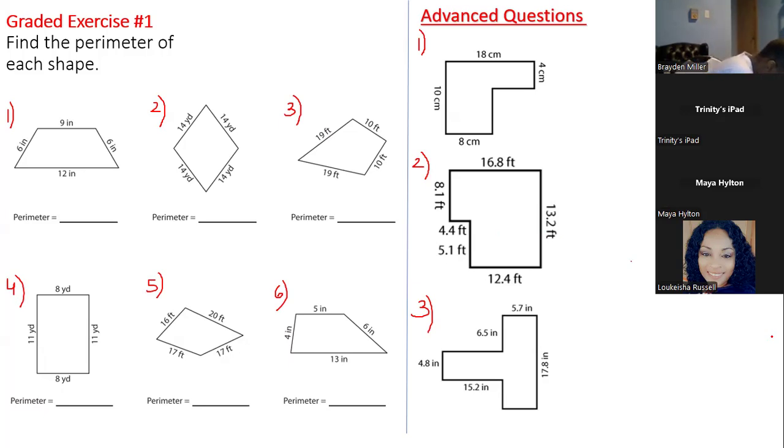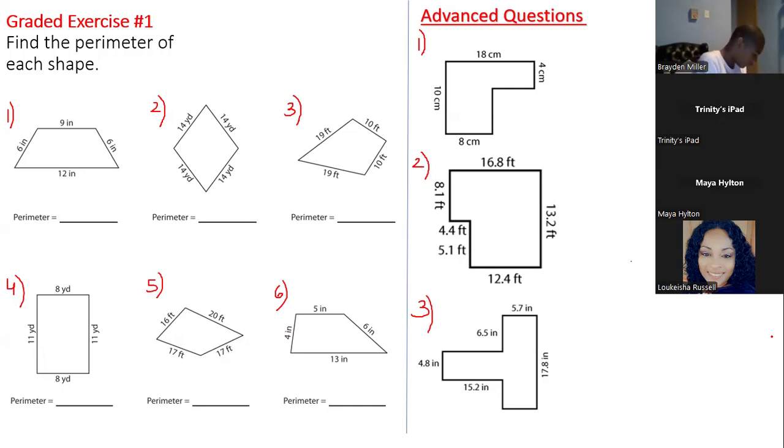Where's Trinity? She went to the bathroom. Okay. All right, thank you. Braden, what number you on? 4. That's good. Thank you.